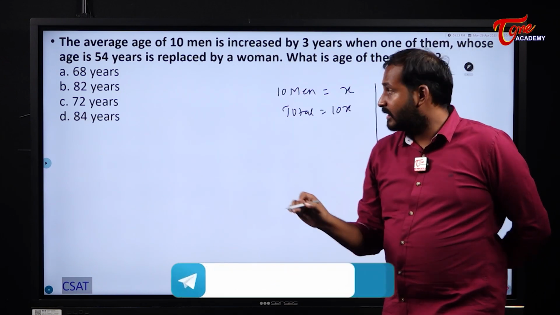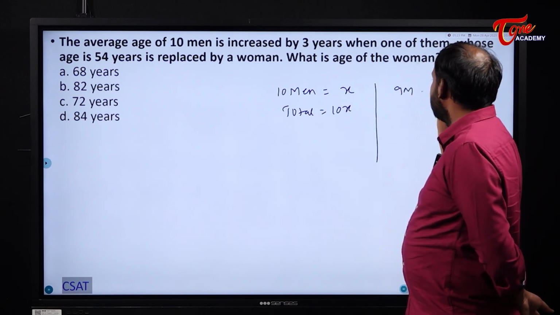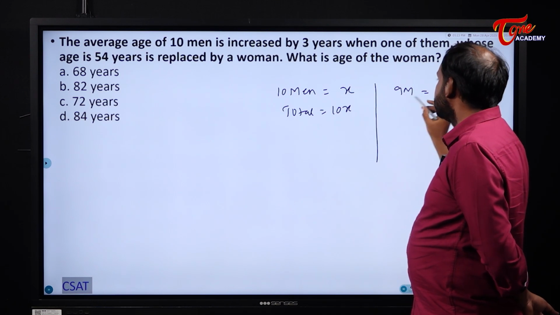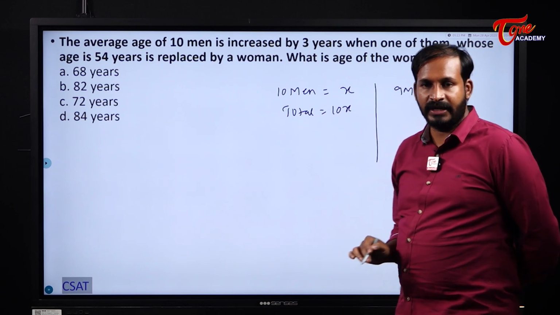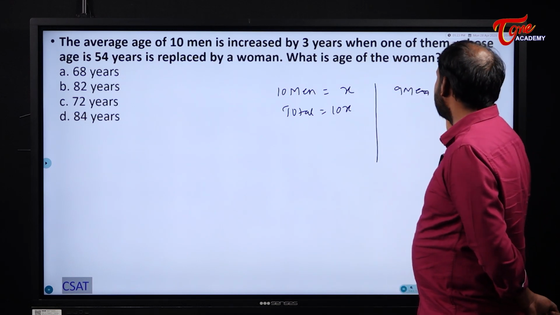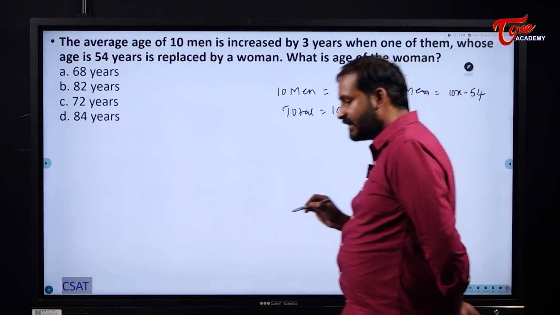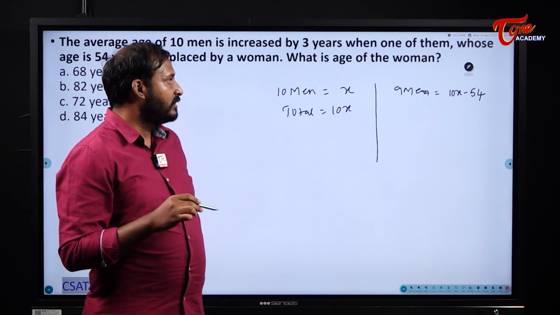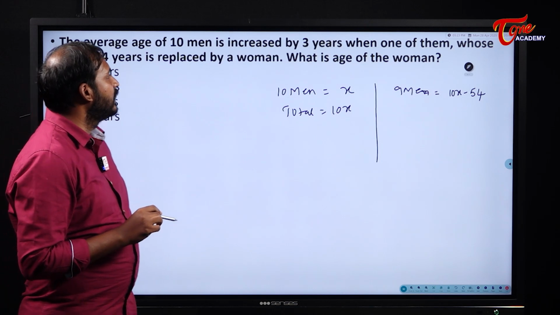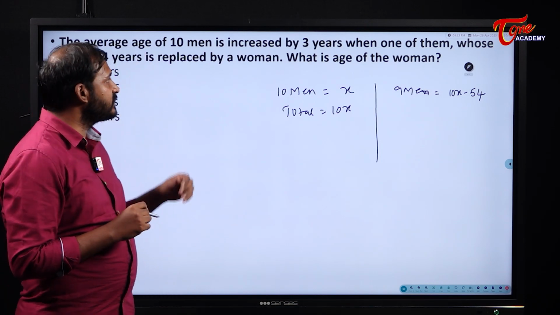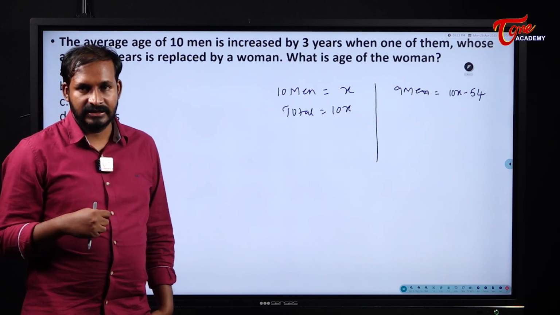Now one man was replaced. The next 9 men's total will become what? Because one man of 54 years has left the group, the 9 men's total will become 10x minus 54. Now to this, a woman was added, whose age we need to find, and because of this addition the average age will be increased by 3 years.